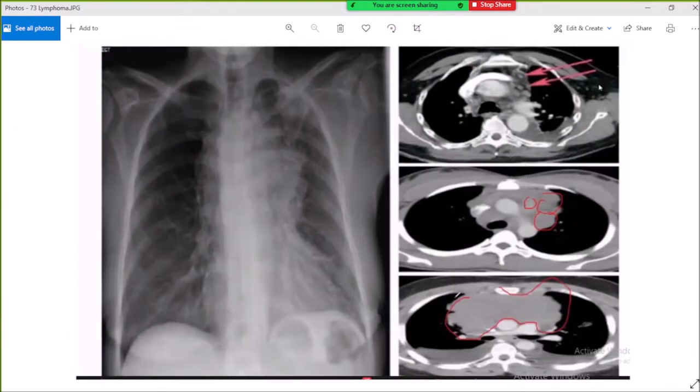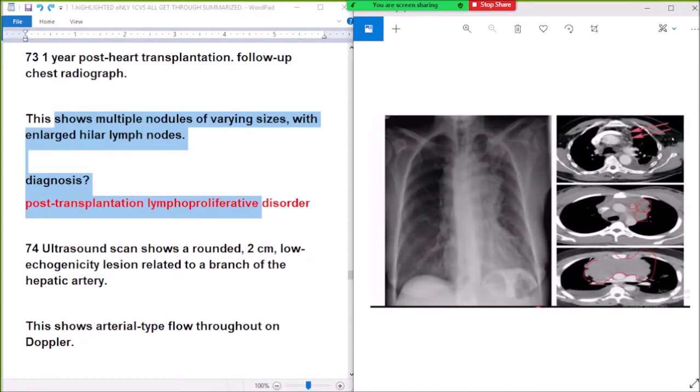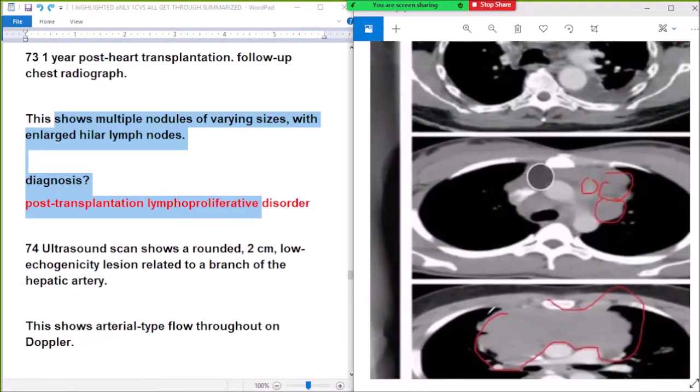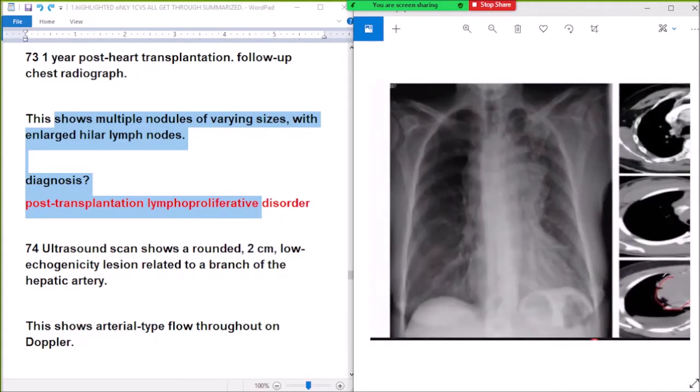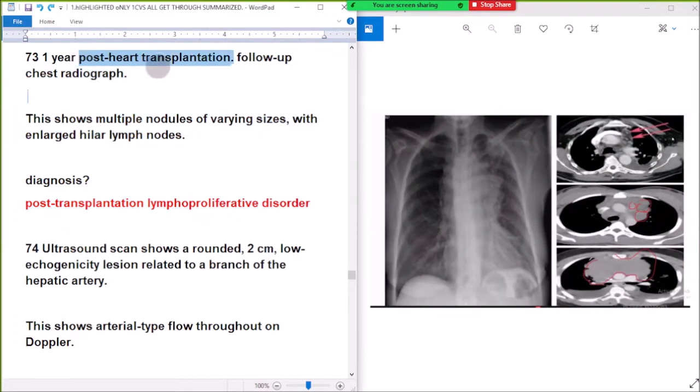Now, chest radiograph shows multiple nodules of varying sizes. Chest CT scan shows multiple nodules of varying sizes with enlarged hilar lymph nodes, more on the enlarged left hilum. Diagnosis: post-transplantation lymphoproliferative disease or lymphoma, since post-heart transplant.